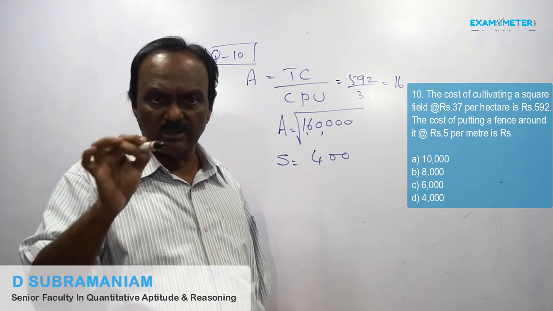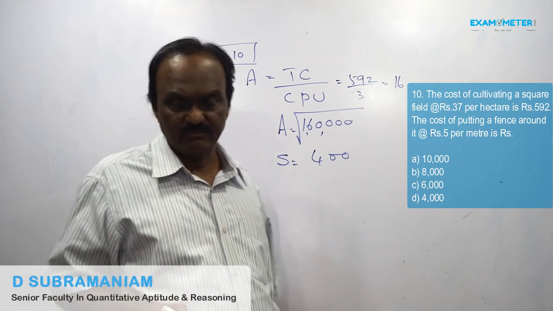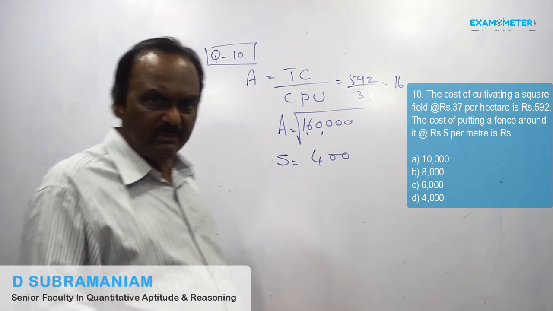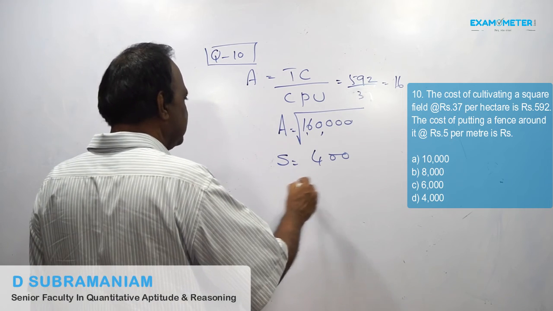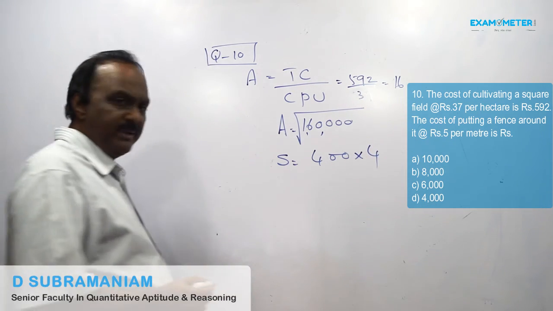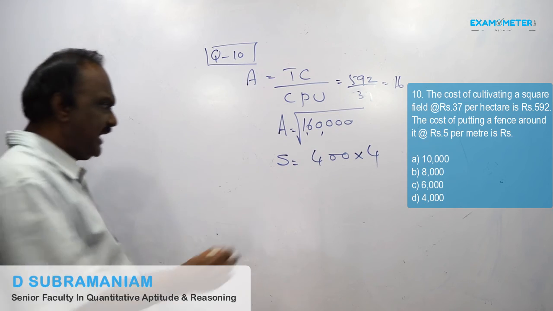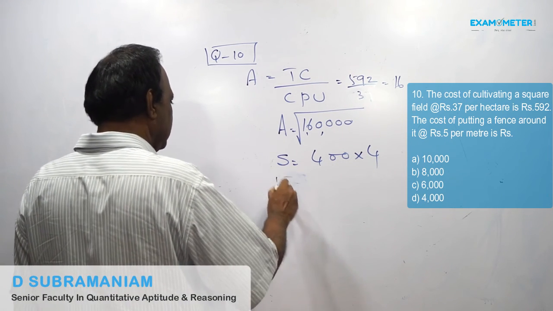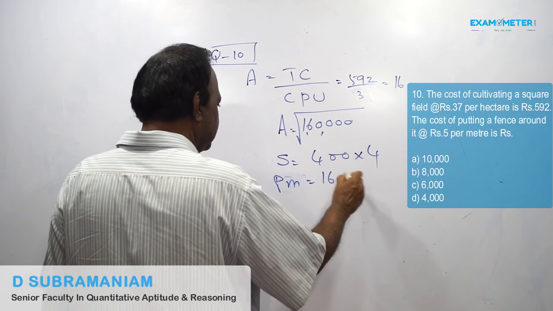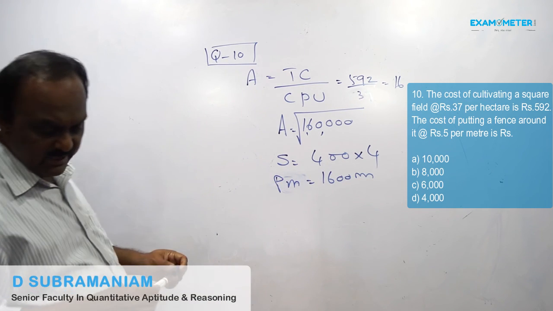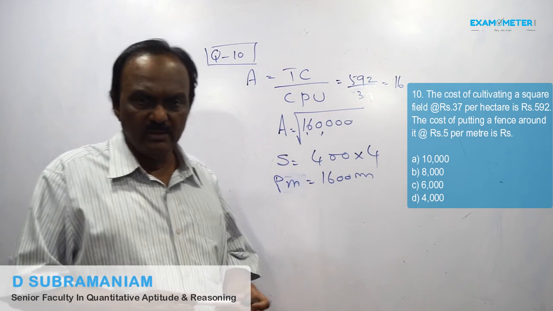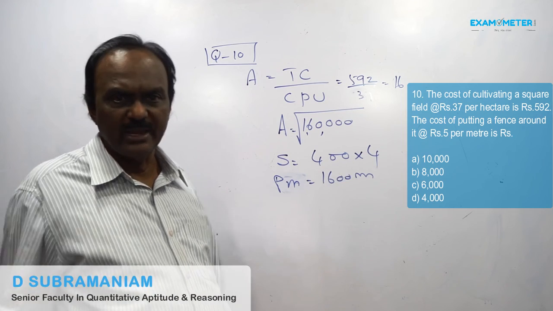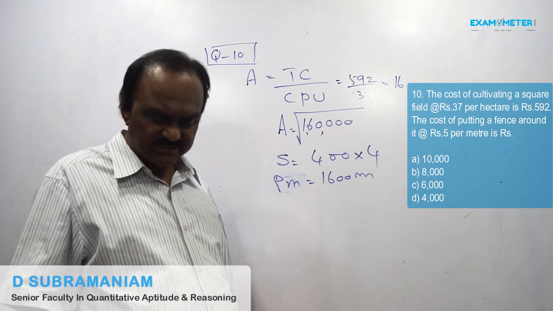Before finding out the cost of fencing, we have to find out the perimeter. Perimeter of a square, formula is 4 into side. So perimeter is equal to 1600 meters. For each meter they are charging 5 rupees. So 1600 multiplied by 5, you will get the final answer. So answer is 8000.